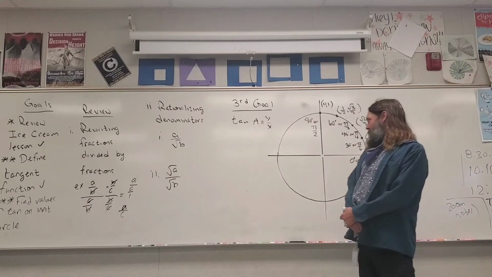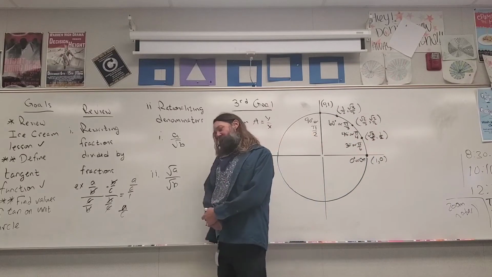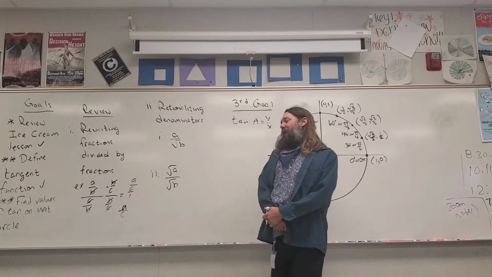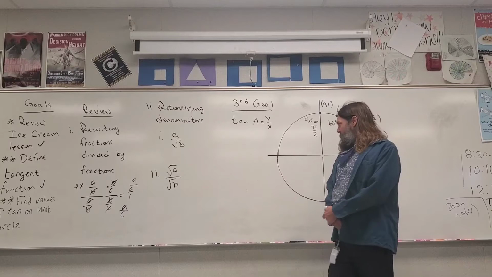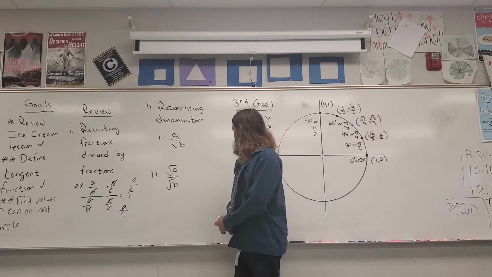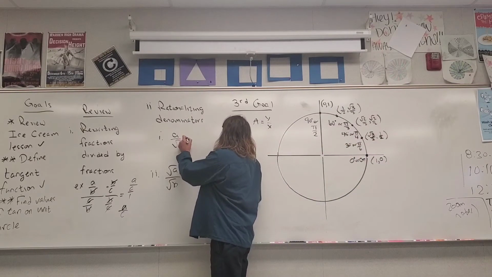The next thing I want to talk about is rationalizing the denominator. And the way that I'm going to do that is I'm going to multiply the numerator and the denominator by the square root of b.